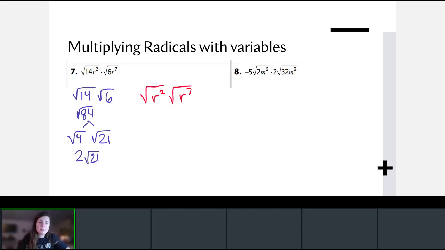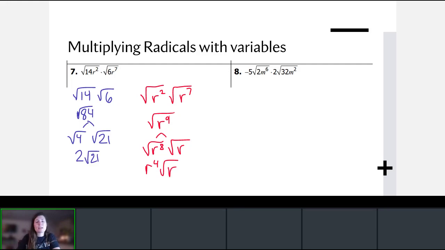Now let's take a look at our variables. So I'm just going to multiply this to give us r to the 9th. Recall that when we're multiplying with the same base, r here, we add those exponents together. So this is the square root of r to the 9th. And then we can break that down like we've seen. So this is an odd power. 9 is odd. So we're going to break this down into the square root of r to the 8th times the square root of r to the 1st. I don't need to write the 1. The square root of r to the 8th is we take half of the exponent. So that's r to the 4th power. And then we still have a root r.